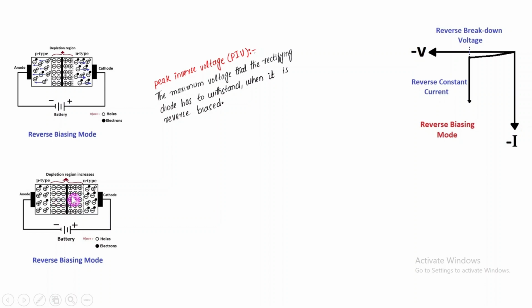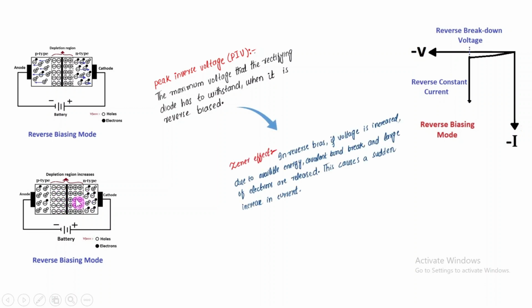So beyond that peak inverse voltage, if we increase the magnitude of this external voltage, then the electrons inside these atoms will be knocked out. Due to that knocked-out electron, the current will be increased. That effect, due to which the current is increased, is called the Zener effect.